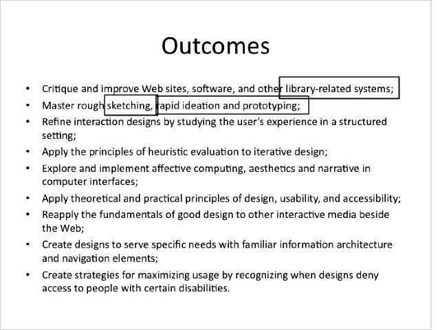Okay, so let's take a look at the outcomes for the course now that we've got some introductions out of the way. We're going to be looking at library-related systems and sketching and prototyping and doing interaction design from the user's perspective. And you're going to get sick of this, but heuristic evaluation. We're going to do a heuristic evaluation of websites.